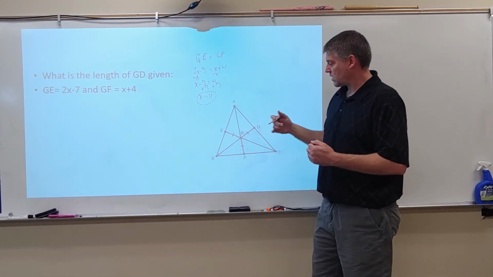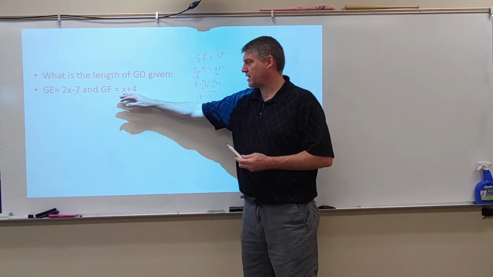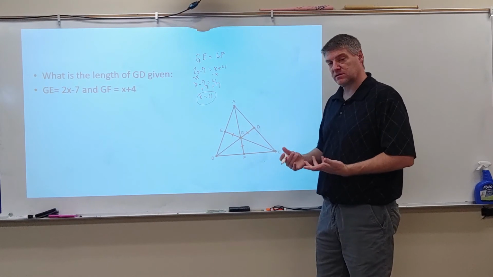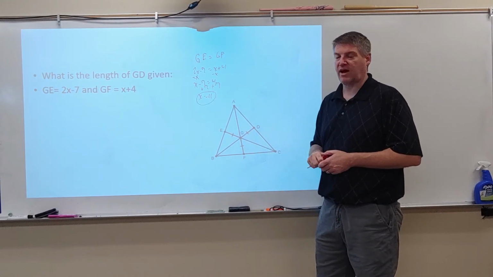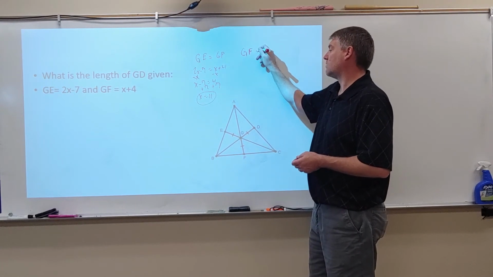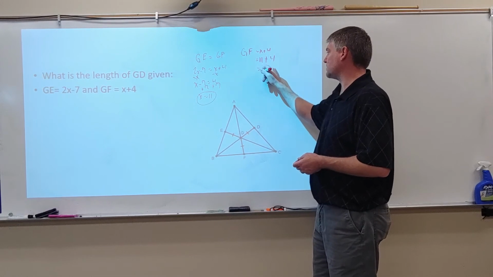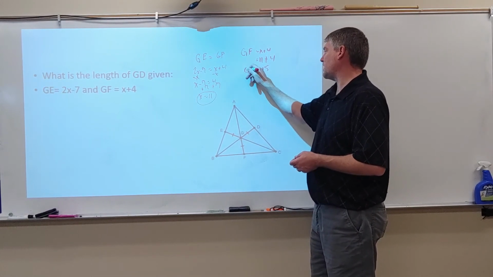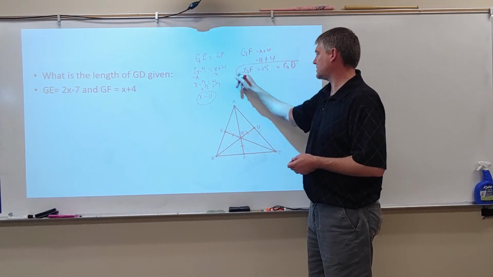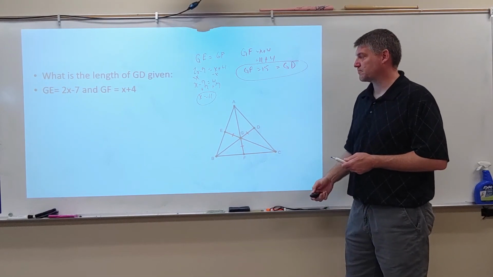Now, the problem is I don't have an algebraic expression for GD. But that's okay, because all of these have to be the same value. So I can find GF, which is x plus 4. That gives me 11 plus 4, which is 15. That's GF, but GD has to equal GF, so GD is also 15.